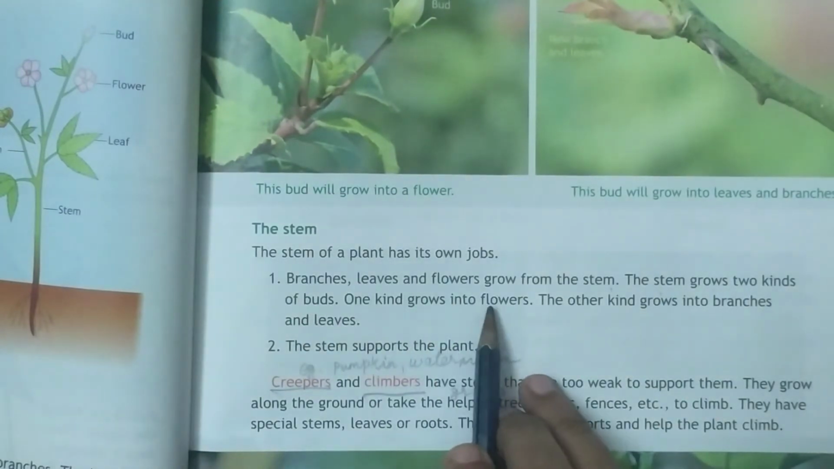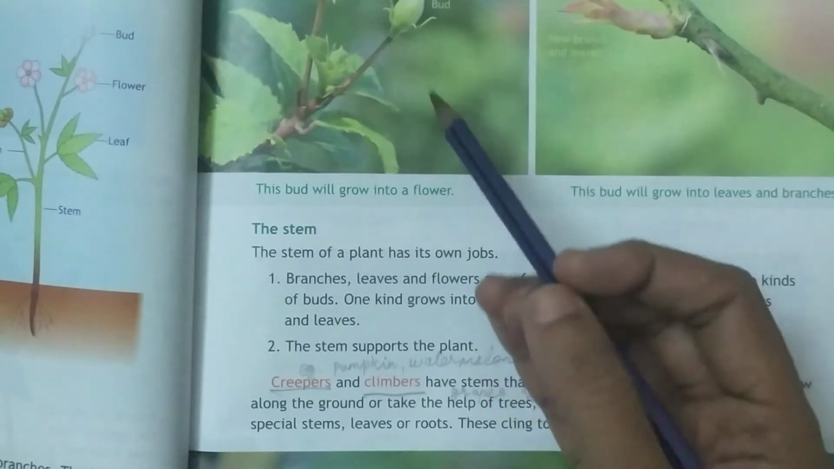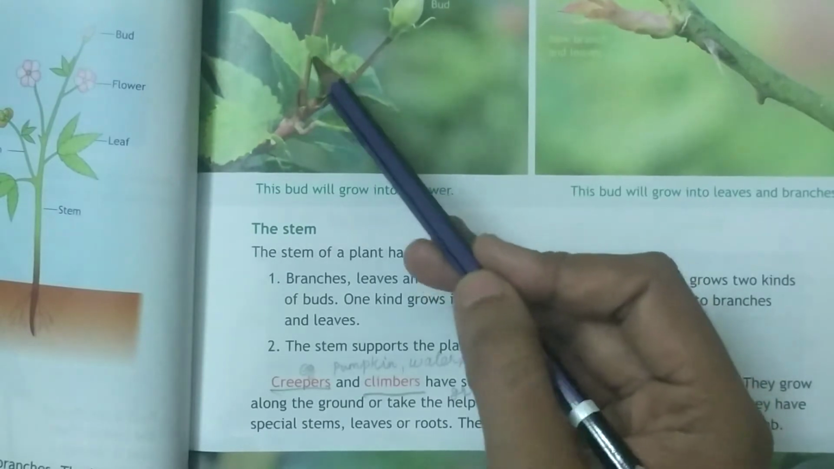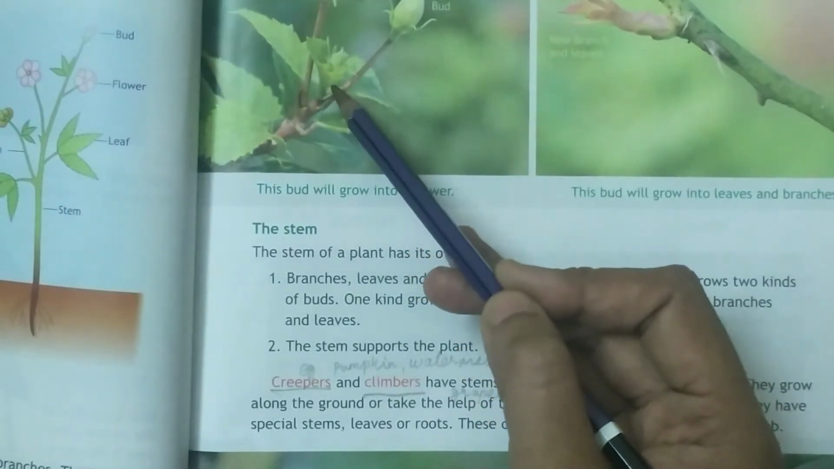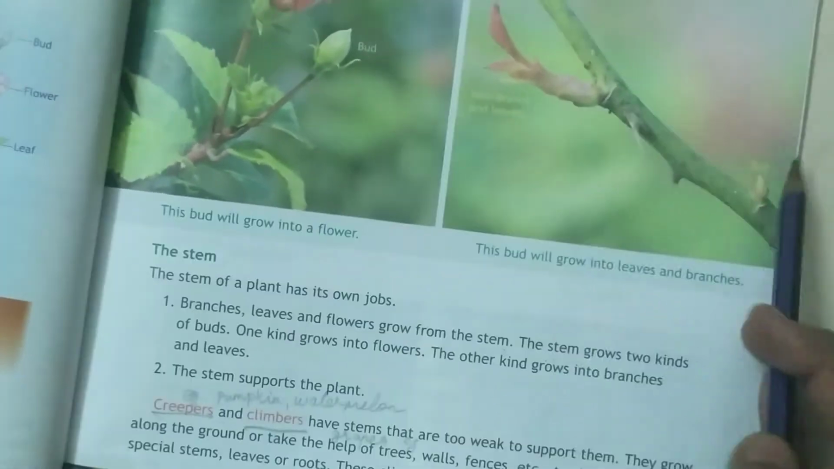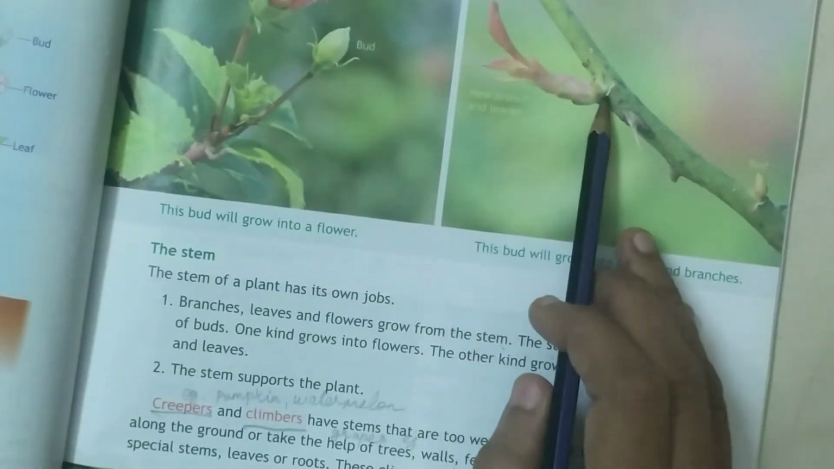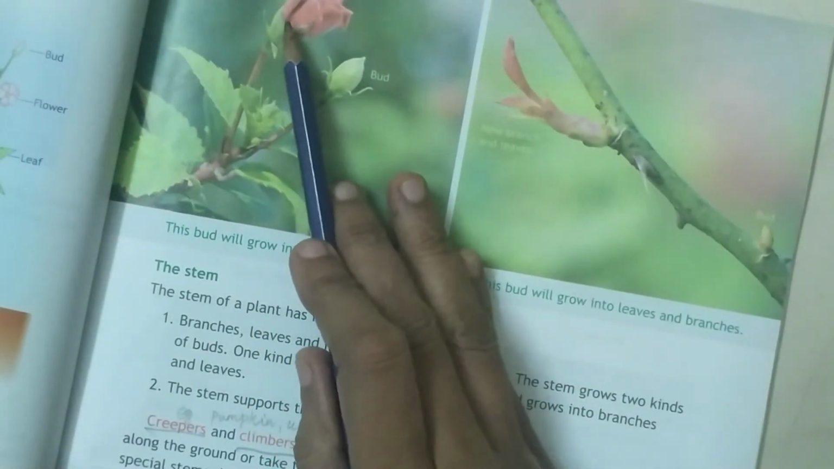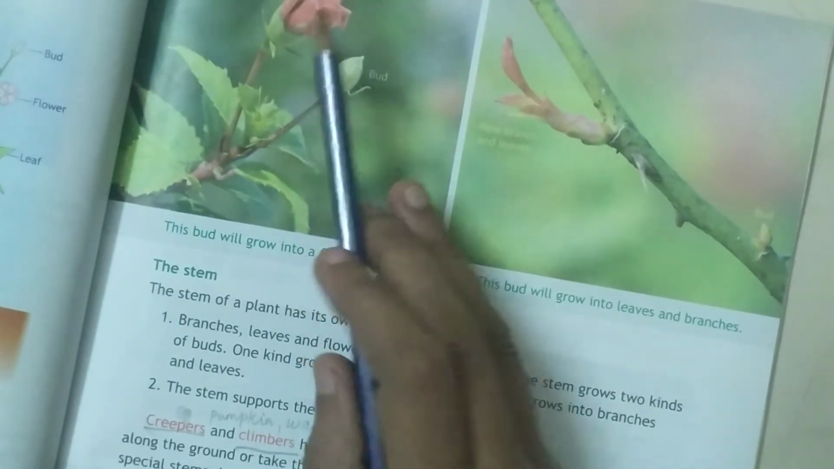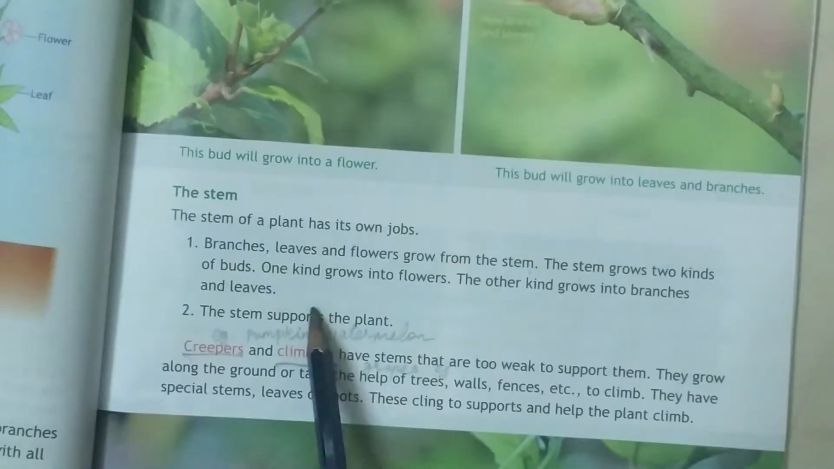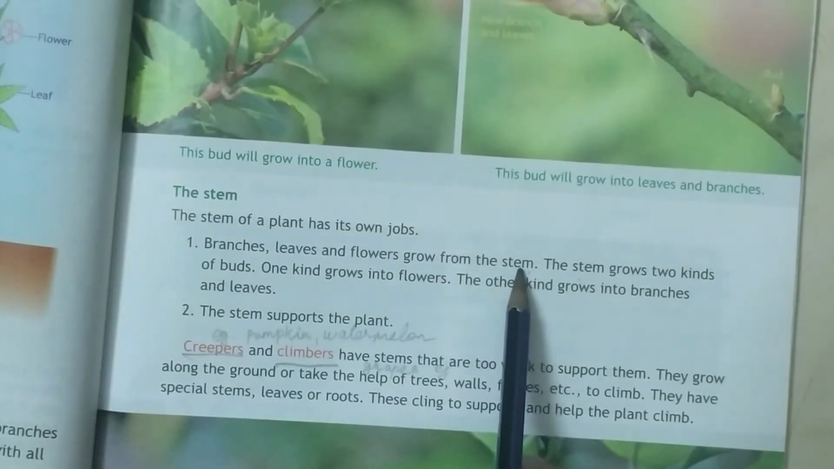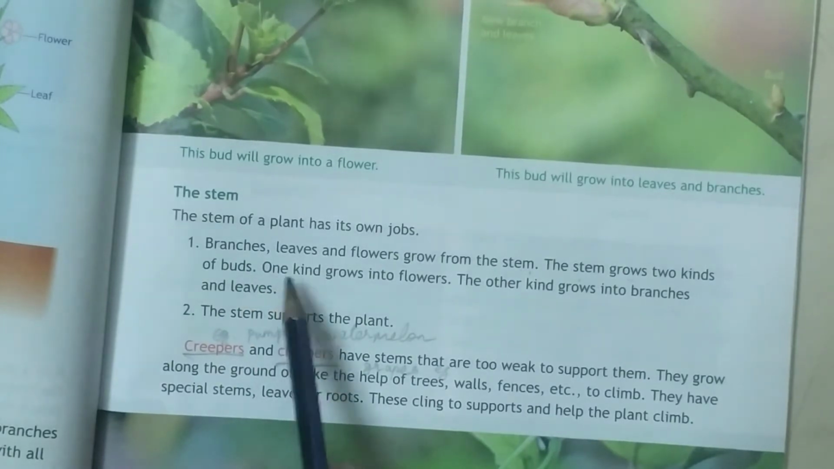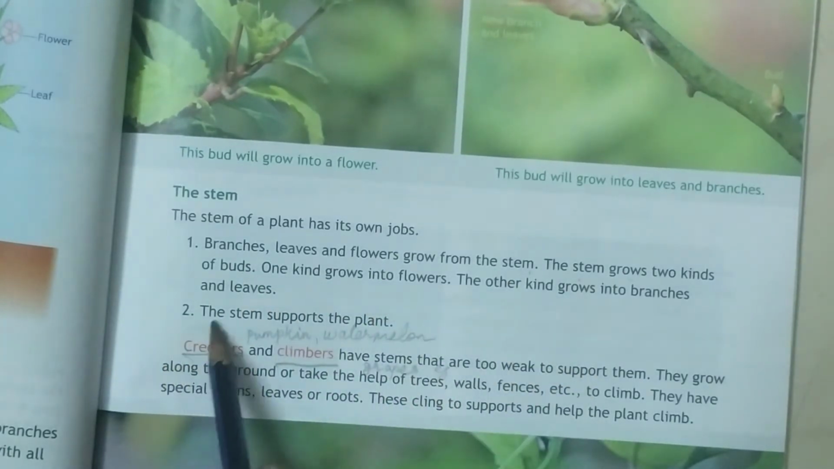One kind grows into flowers, the other into branches and new leaves. Look at this, new leaves come from these branches only. In the second picture you can see this is the new leaf, and this one is a flower bud, and this is a flower. So how many kinds of buds? 2 kinds. One grows into flower and another into branches and leaves.